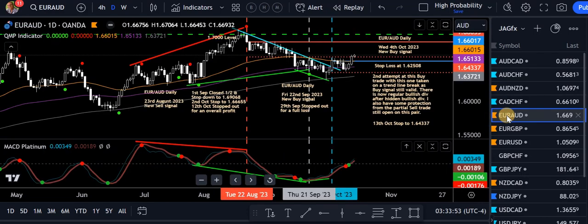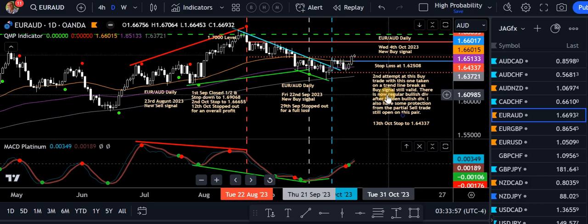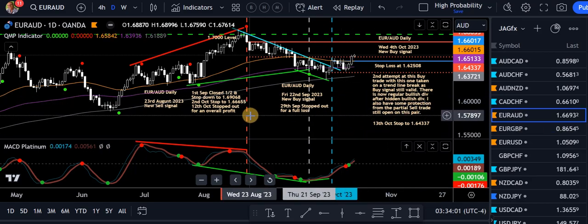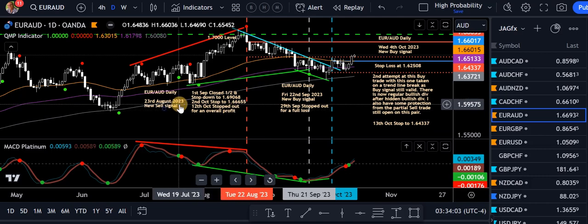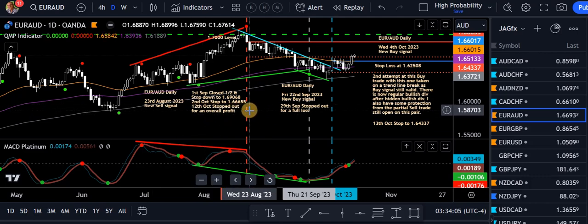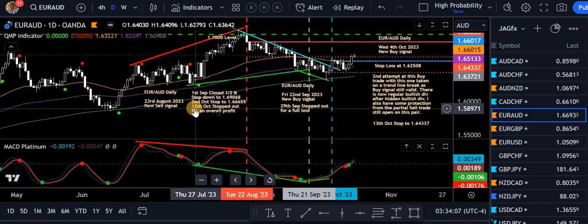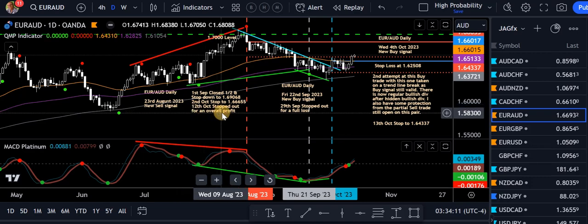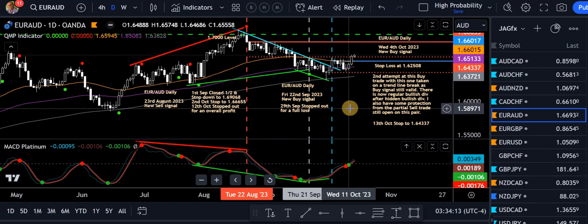Euro Aussie, highlighted in orange, means there's something I want to talk about. Just looking at my notes, it's old news. I've already called it, but all right, what happened here? We're in a sell trade from the 23rd of August. Let's just make sure we're on the right one. Yep, 23rd of August. And on the 12th of October, a couple of days ago, it was stopped out for an overall profit.